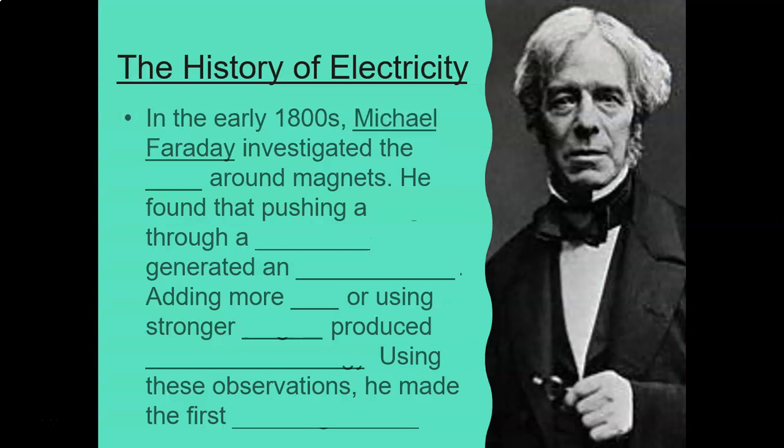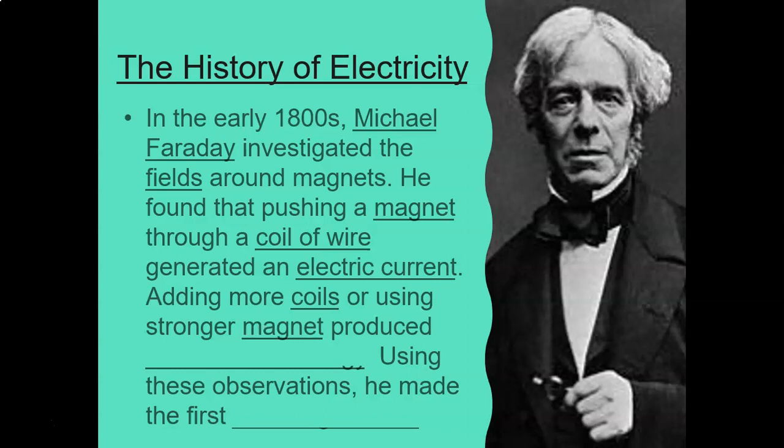Now, in the 1800s, it was Michael Faraday who investigated the fields around magnets. And he found that pushing a magnet through a coil of wire generated that electric current. In other words, the kinetic store of energy from that motion generated an electric output or an electric pathway. Now, adding more coils or using a stronger magnet actually produced more electricity. And using these observations allowed him to make the first electric generator.